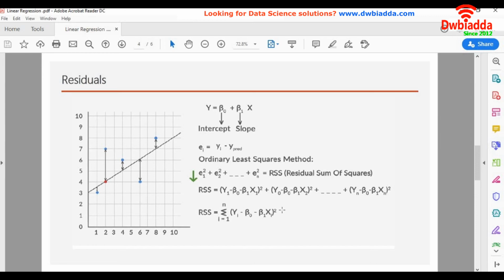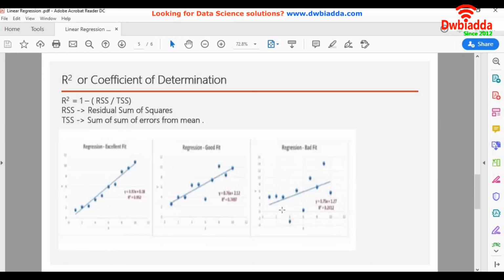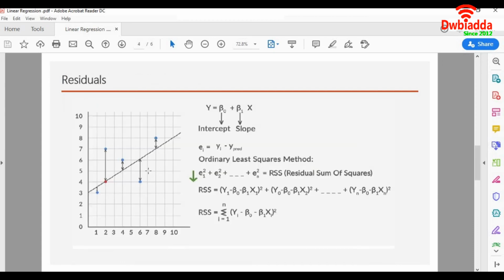So that was about residuals. I will introduce one more terminology called R square, or the coefficient of determination. R square is nothing but 1 minus RSS by TSS. TSS is nothing but the sum of the square of errors from the mean. Just like we calculated the residuals as the sum of the squares of the difference from the predicted value to the actual value, TSS, which is total sum of squares, is the difference of the actual value from the mean of the values, squared up.